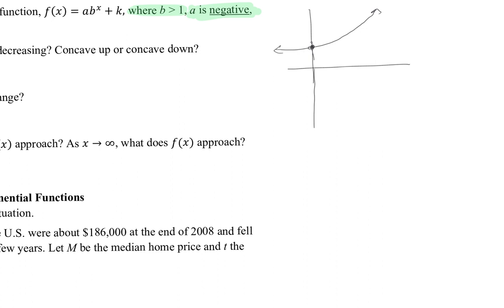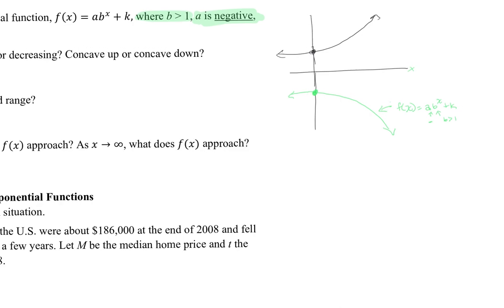However, our real a, and I'll make this in yellow because I highlighted that in yellow, is actually negative. Something like this, which means our graph has just been reflected over the x-axis here. So our graph actually looks something like this. Does that make sense? So this is actually our f of x graph, equals a b to the x plus k, where a is negative and b is greater than 1.